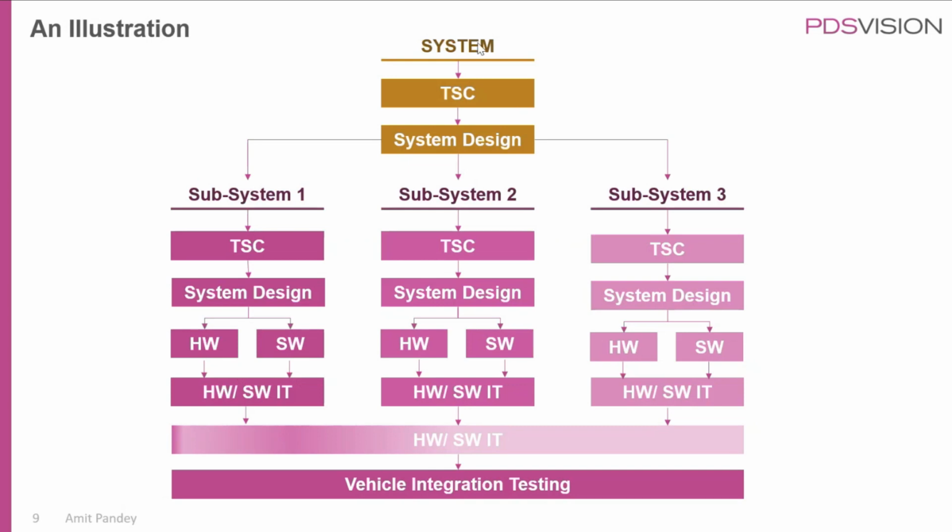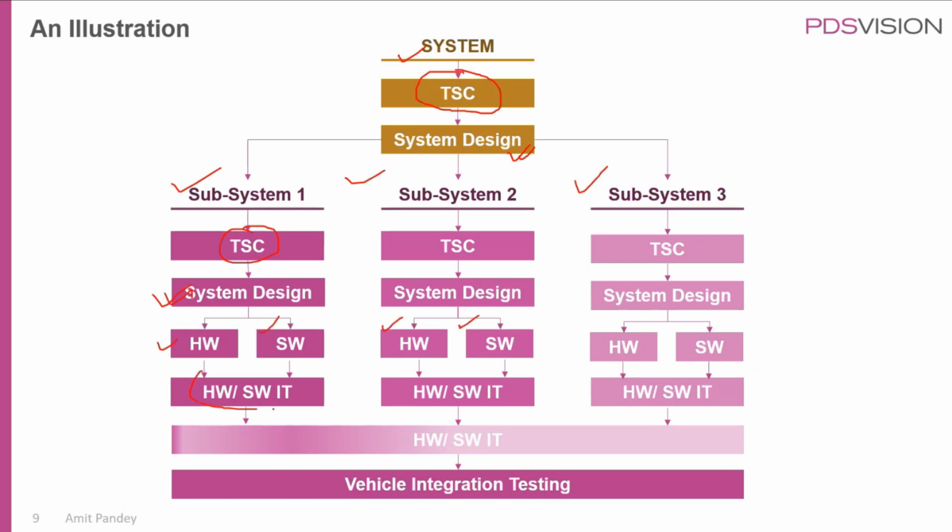Just a quick recap. You have a system, and a system can have subsystems. You have a technical safety concept defined, and then you use it for your system design. You have a technical safety concept design for the subsystem. You do a system design. You do the hardware design, software design, hardware design, software design.